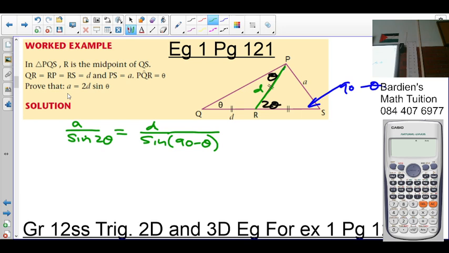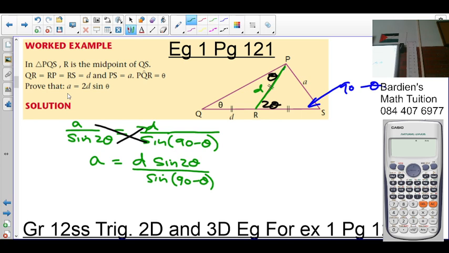So again, we will need to make A the subject of the formula, not so? So what do we do? Cross multiply. Or you could have just taken sine 2 theta up, but I know some of you can't do that. So that would be A sine 90 minus theta is equal to D sine 2 theta. Then we divide both sides by sine 90 minus theta. So that would be A is equal to D sine 2 theta over sine 90 minus theta.